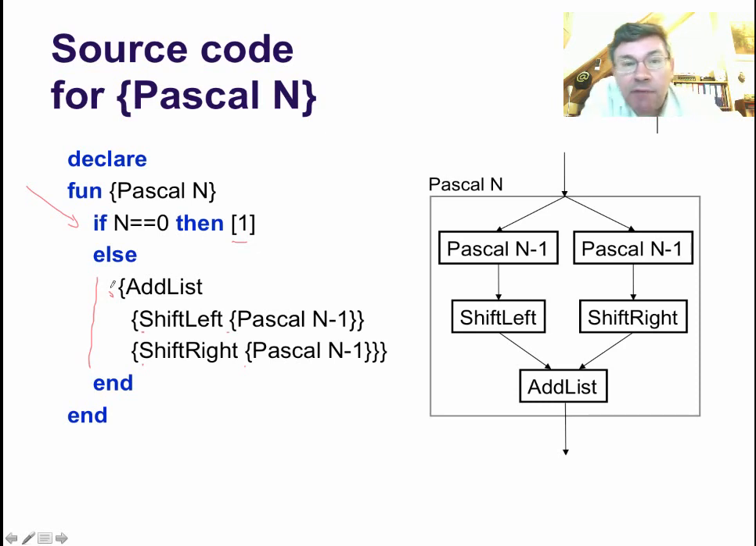Here at the right, I have a graphical representation. The n comes in at the top. It's given to both Pascal n minus 1 calls. So I do subtraction by 1, and then I call Pascal. The result goes to shift left and shift right. The result of shift left and shift right goes to add list, and the final result is the output.